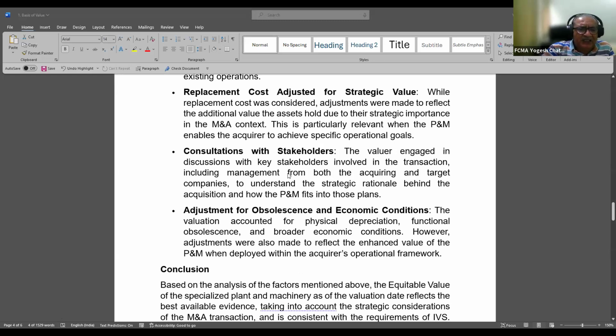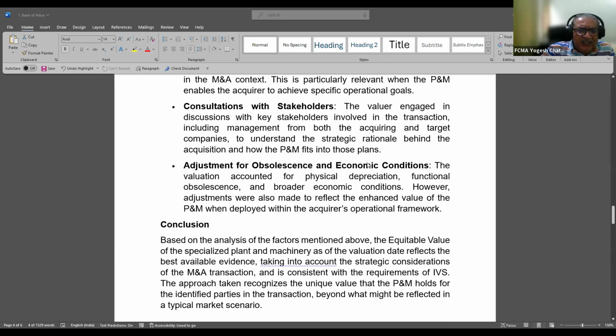So when you are engaged in discussion with the key stakeholders involved in the transaction, including management from both the acquiring and target company, you understand the strategic rationale behind the acquisition and how the plant and machinery fits into those plans. And adjustment for obsolescence and economic condition, again very important, particularly in the case of plant and machinery, because as we all are aware, we are living in an era of technological upgradation. What technology we had 5 years back and what technology we are making use of today has a sea change. So in that scenario, an asset will become obsolete very fast.